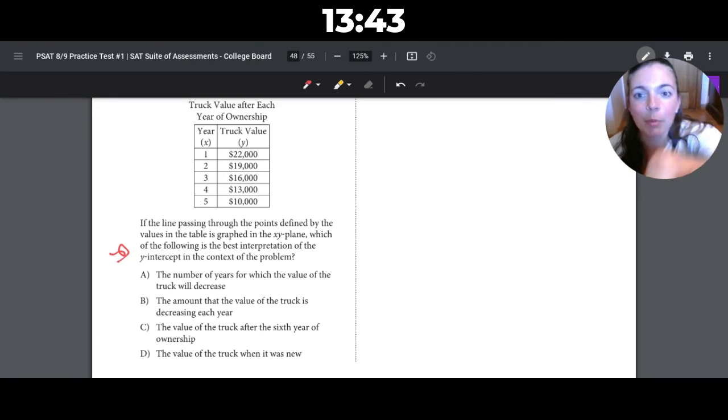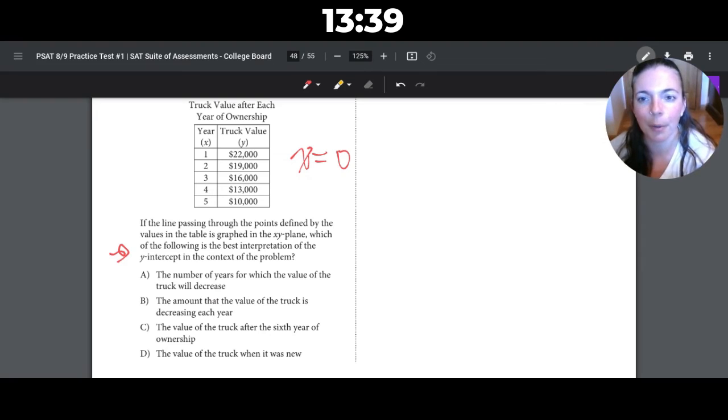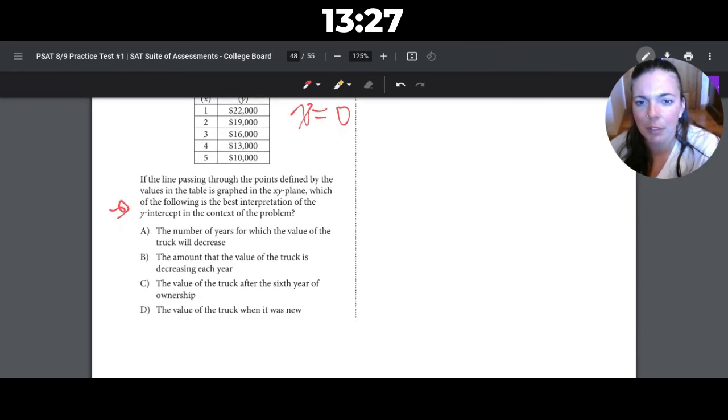So the y-intercept, remember, is when x equals 0. So when x equals 0, that's our year. So that would be year 0. So that would be the year that he bought the truck, right? So that should be the value of it when he bought the truck. So let's look at our options.